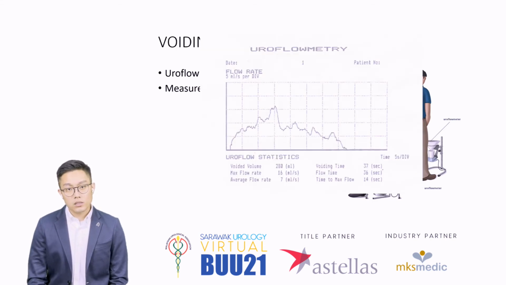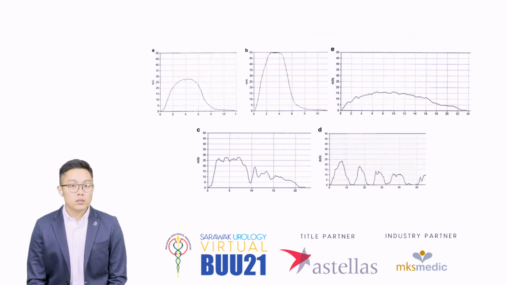Then we have a chart like this, which charts flow over time, and we can get the maximum flow rate, average flow rate, and time to void. From this, we can see some patterns in the chart, each indicating a different diagnosis.